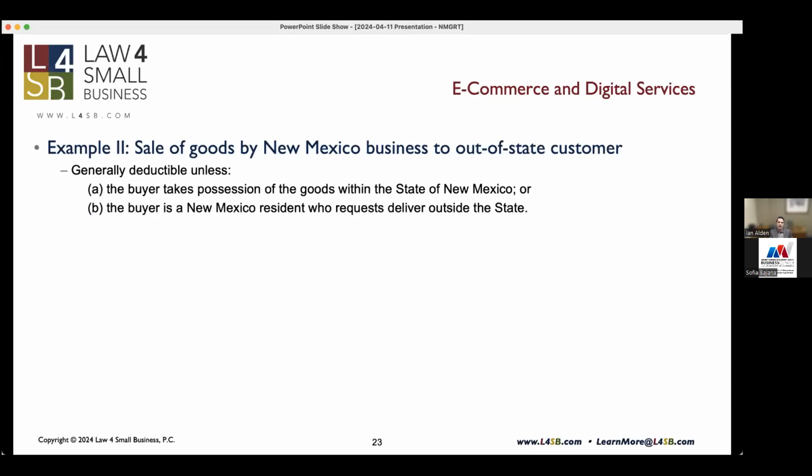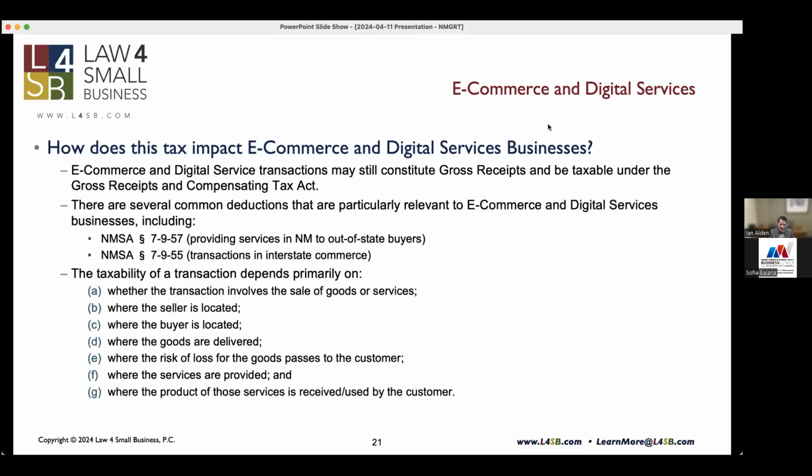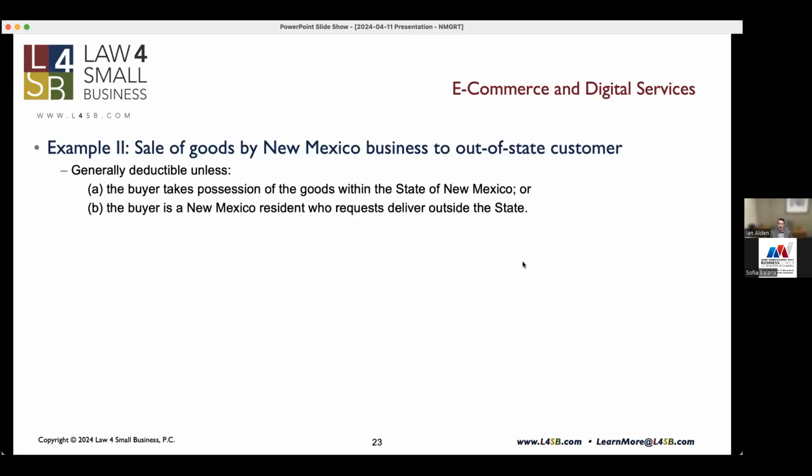Let's say you're selling goods, you're based in New Mexico and you're selling goods to an out-of-state customer, someone in Texas, for example. This is generally deductible under a statute I mentioned earlier, 7-9-55. This is a transaction in interstate commerce, and the US Constitution and the federal government do not want states unduly interfering in interstate commerce. And so there's a deduction there, 7-9-55, for sales to out-of-state customers, because those are sales into interstate commerce.